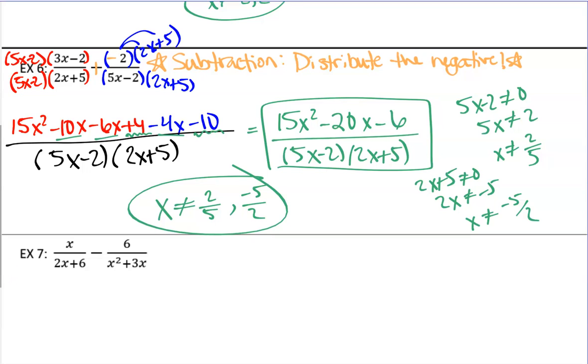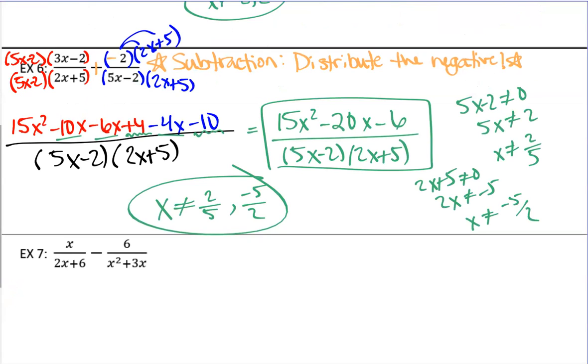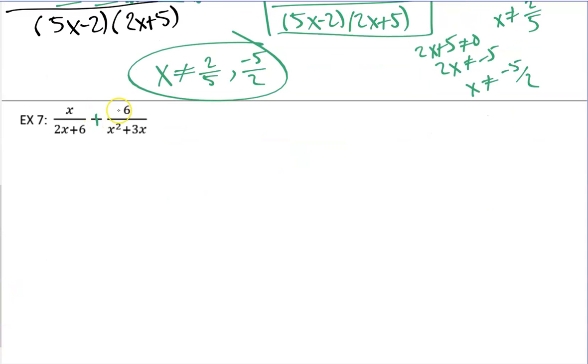All right, here we go. Last one, number 7. We have x over 2x plus 6 minus 6 over x squared plus 3x. All right, I see a subtraction. So the first thing I am going to do is distribute that to all the pieces in the numerator. In this case, it's only a 6, so I'm only going to distribute my negative to the 6.